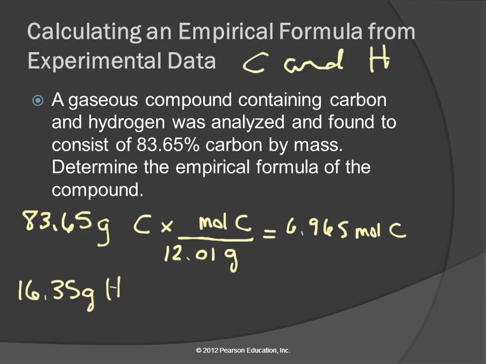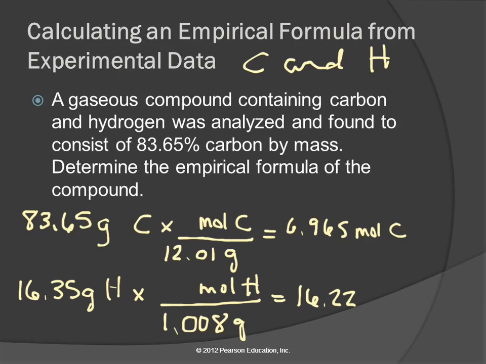moles of carbon. And for hydrogen, we do the same thing, moles of hydrogen, and the molar mass of hydrogen is 1.008 grams. And this comes out to be 16.22. Now, I did round those numbers to 4 significant figures. That's what the rules of sig figs say is appropriate there.